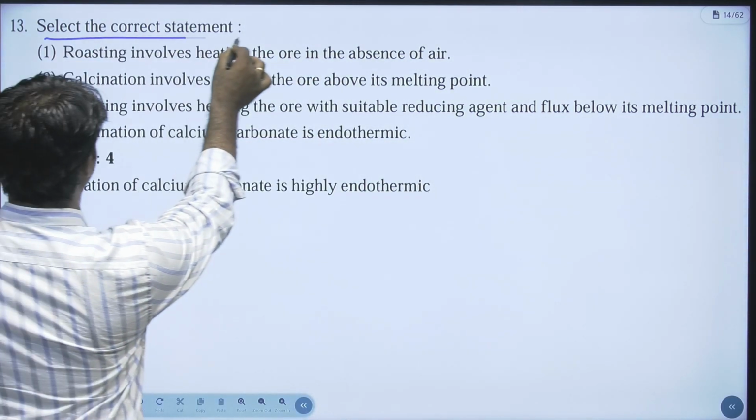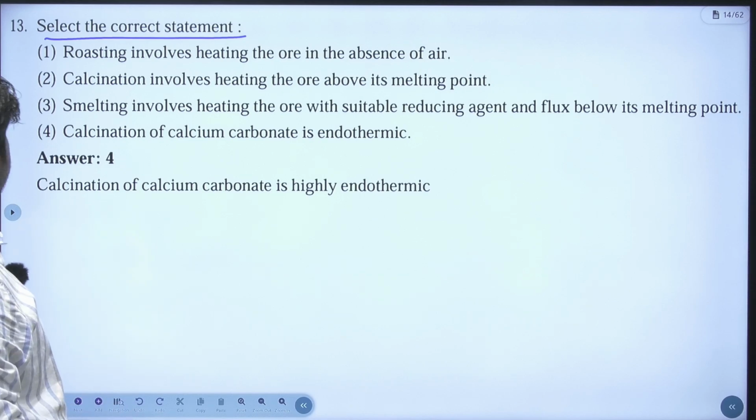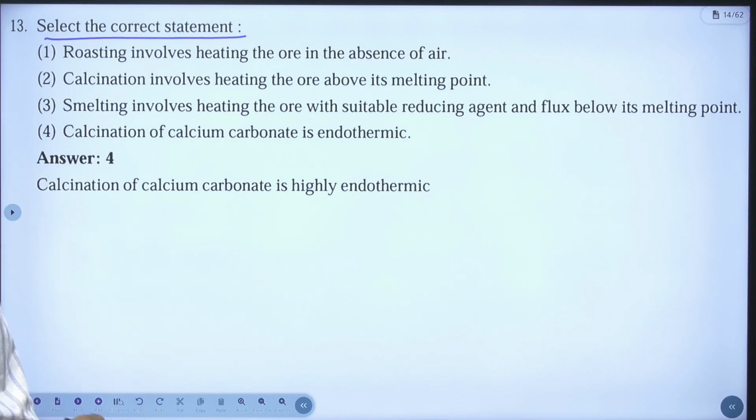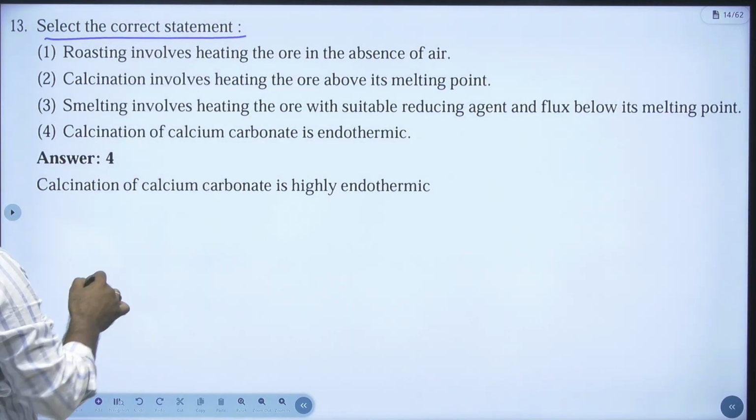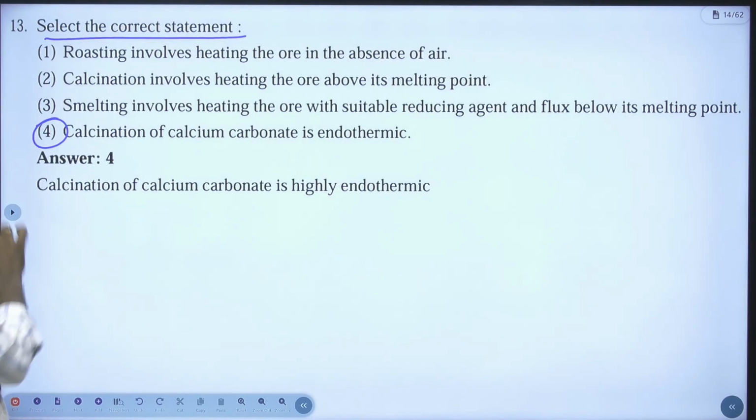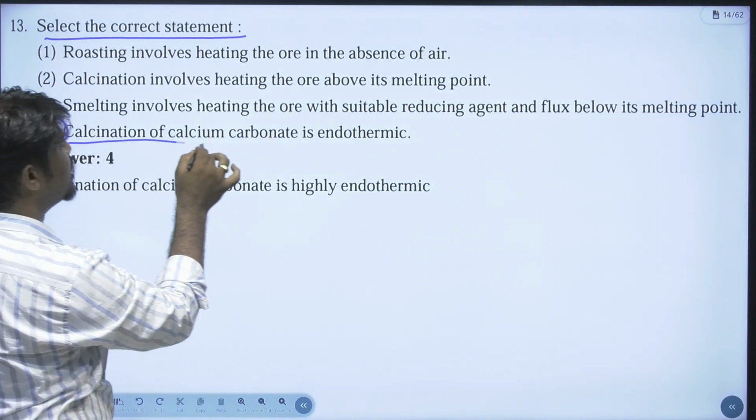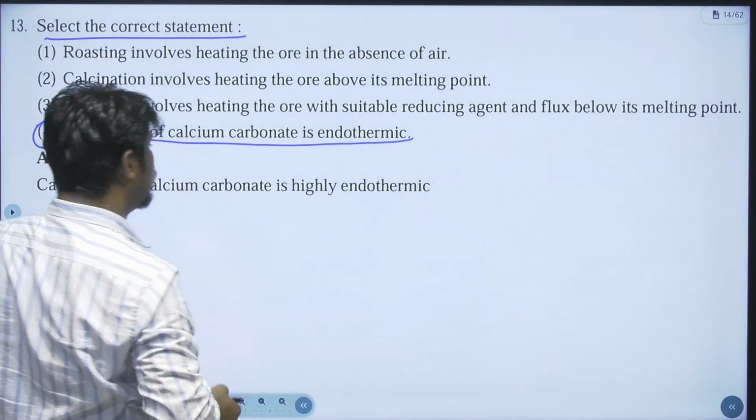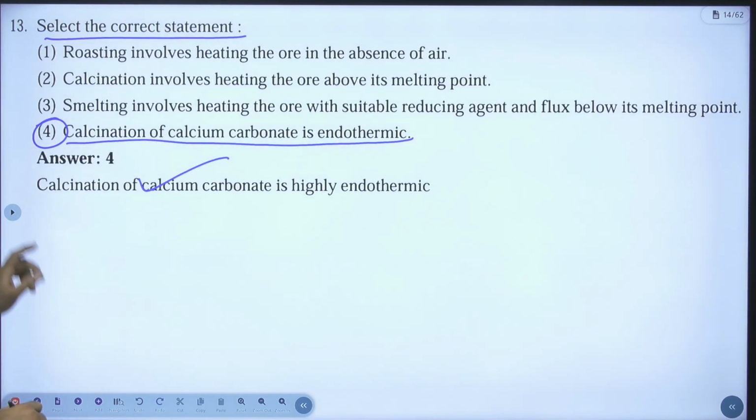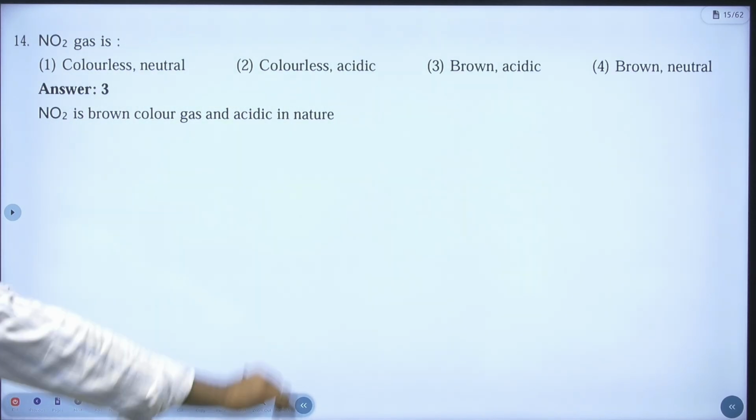Select the correct statement. These are questions from the metallurgy topic. This is also a deleted portion. So we need to find out the correct statement. Among the four options, the correct statement is the fourth option, that is calcination of calcium carbonate is endothermic. Yes, of course, it is a correct statement. So the right answer is fourth. Go to the next question.